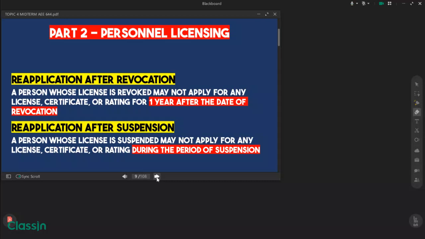Okay? When we say reapplication after suspension, a person whose license is suspended may not apply for any license. Remember, not only license: license, certificate, or rating during the period of suspension. This means, for example, if you are suspended for 3 months, you must first let the 3 months pass before you apply. Remember, re-application after revocation is after a year; for suspension, it is the duration of your suspension. So after the duration of your suspension, for example 5 months or 3 months, only then can you re-apply.